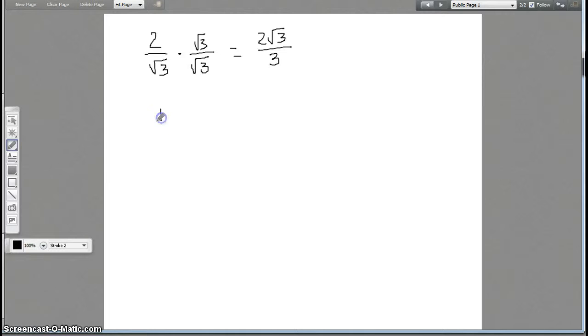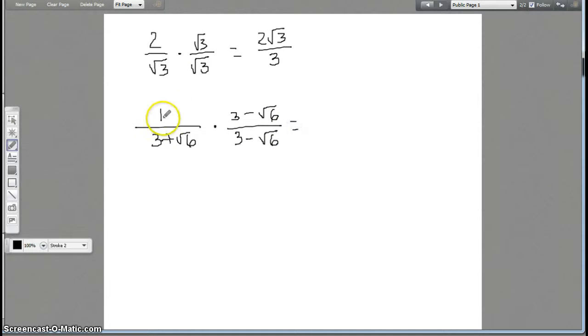If we had 1 over 3 plus root 6, to get rid of this square root, what we'll need to do is multiply by the conjugate of our denominator. We have 3 plus square root 6, so we need to multiply by 3 minus square root 6. Write down the same terms, we just flip the sign in the middle.